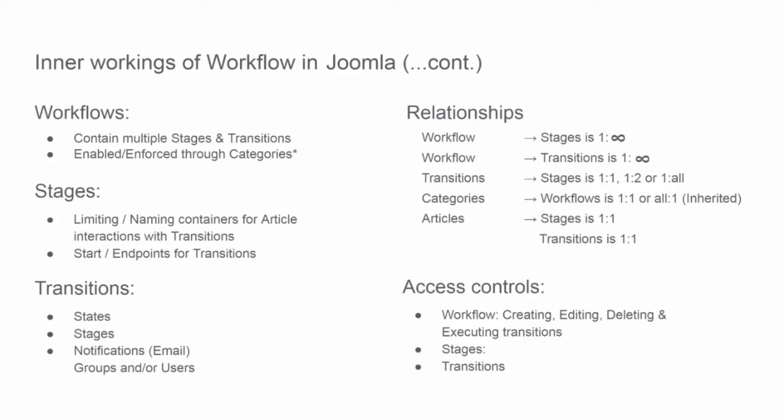So workflows at the top level are basically containers that can contain multiple stages and transitions, and they can enable and enforce these stages and transitions through the implementation of categories at the workflow level. Stages are limiting and naming containers for article interactions with transitions, i.e. they are start and end points for transitions, and that's pretty much all they do.